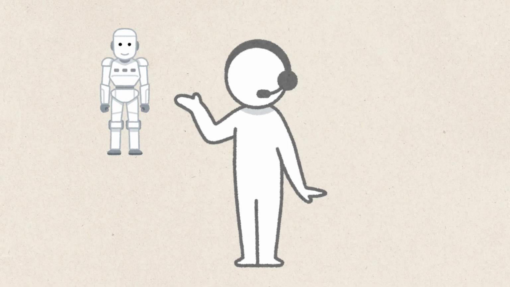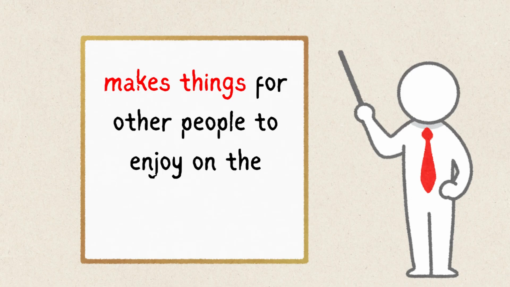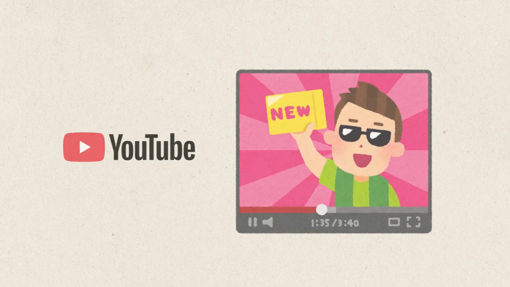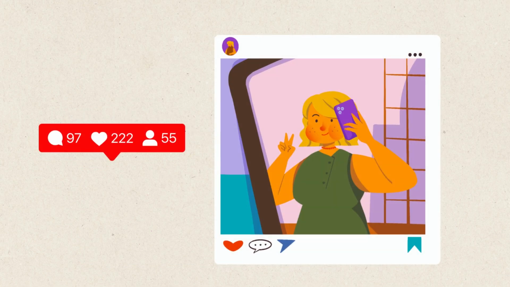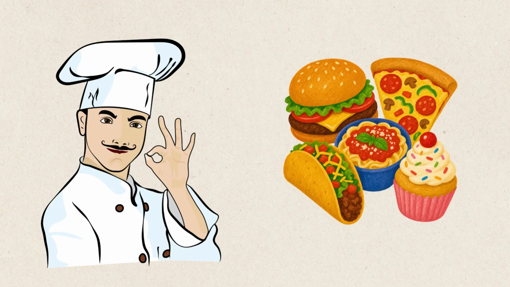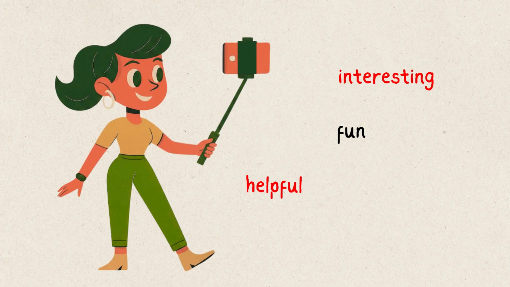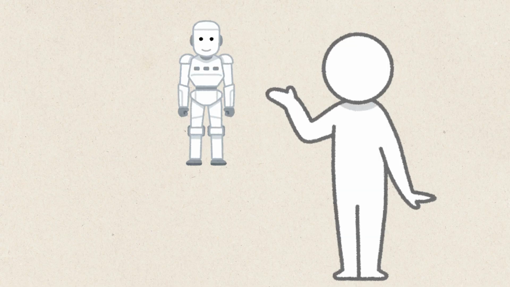Before we talk about AI, let's understand what a content creator is. A content creator is simply someone who makes things for other people to enjoy on the internet. They might create YouTube videos, Instagram posts, TikTok videos, blogs, podcasts, or even online courses. Think of a chef who makes delicious food for people to eat. In the same way, a content creator makes fun, helpful, or interesting content for people to watch, read, or listen to. Now let's meet our helper, AI.